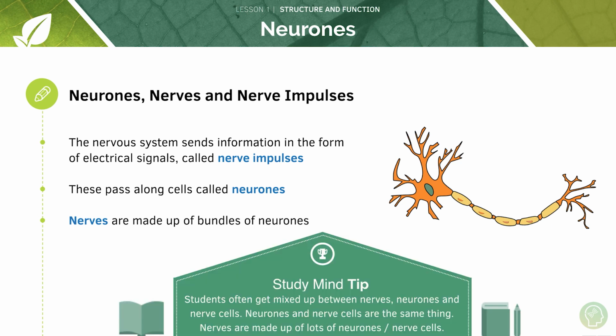And this is often a point of confusion, so what the difference is between nerves, neurons and nerve cells, but I think I've made this quite clear here. So a nerve cell and a neuron is the same thing, and you can use those words interchangeably, but we like to use the word neuron because that's more scientific. And nerves are made up of bundles of neurons.